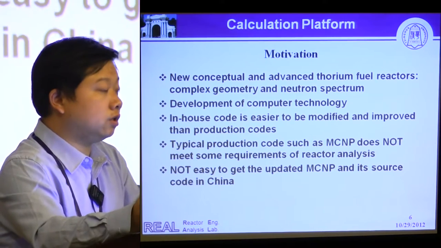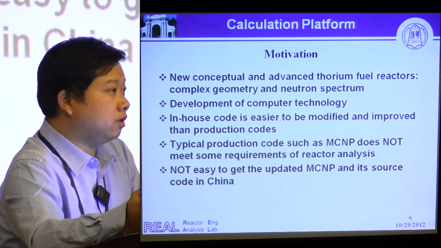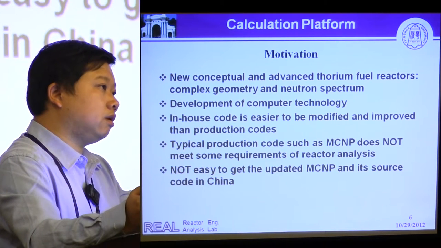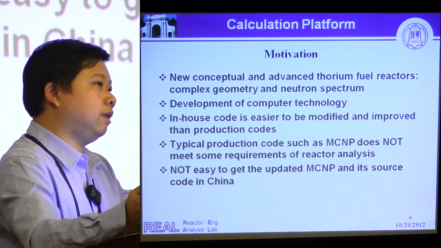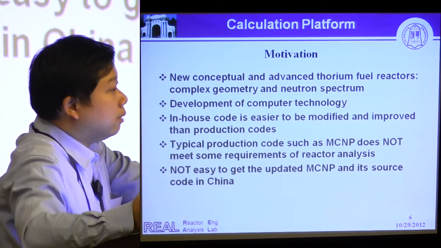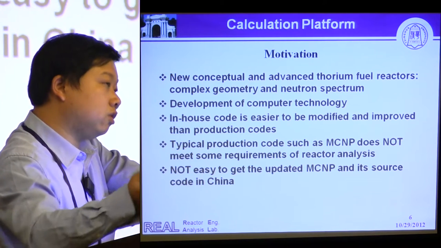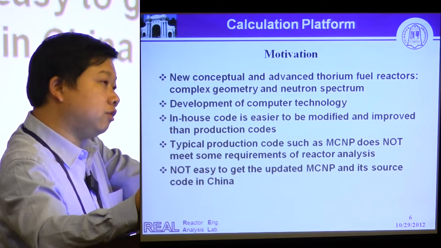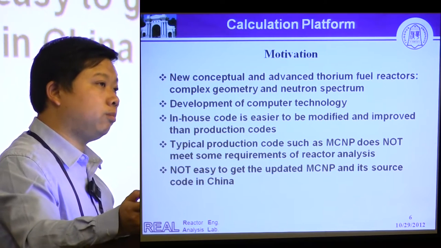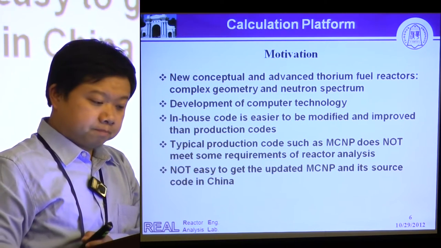First is our motivation to develop the Monte Carlo code. We all know that with the development of computer technology, Monte Carlo code is more widely used than before in our reactor physics field. And for the traditional codes, MCNP and other codes from the US, Europe or Japan, we cannot easily get them, and especially we cannot get the new version of these codes, for example, MCNP. So we have to build our own code systems.